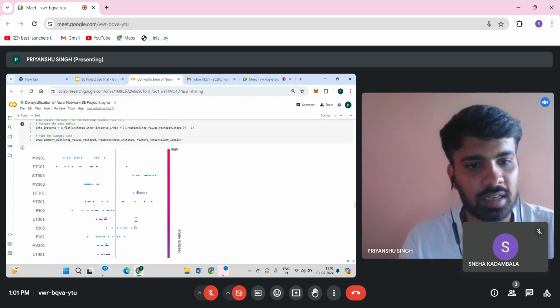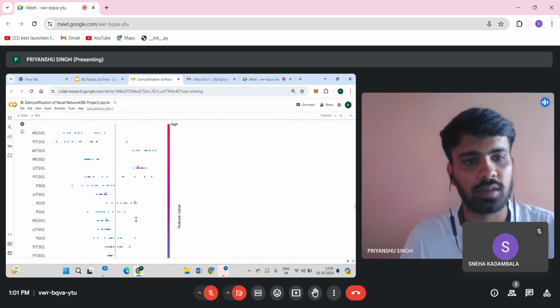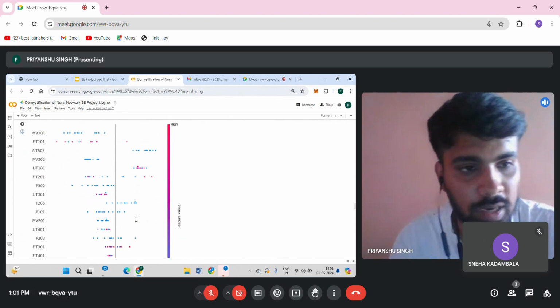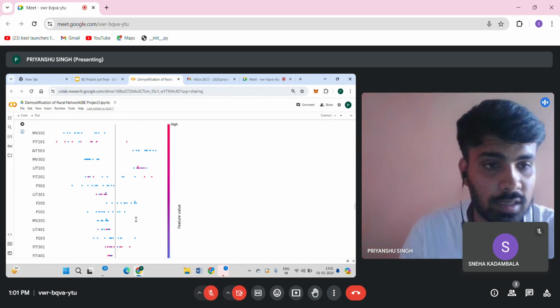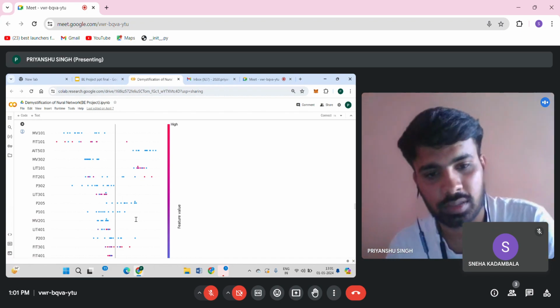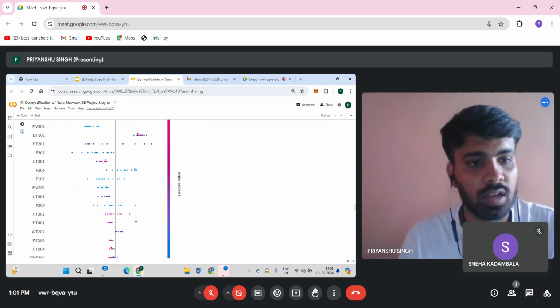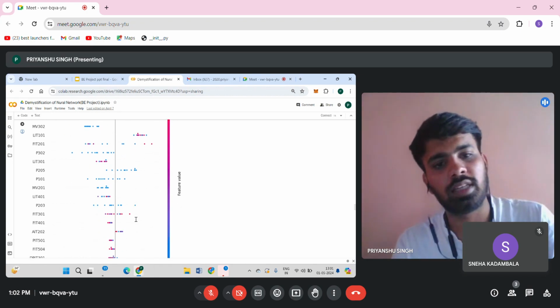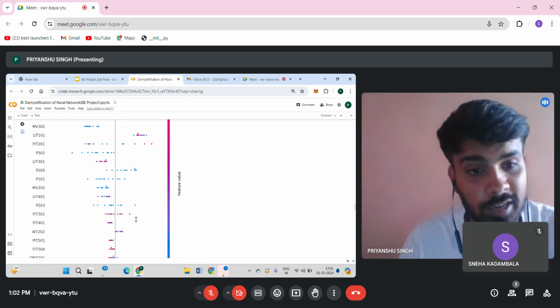Now the second part is the anomaly detection. Here, as you can see, MV101, FIT101 show the importance level of these sensors. They are contributing more in the model predictions. From top to bottom, the importance level of the sensors is decreasing.